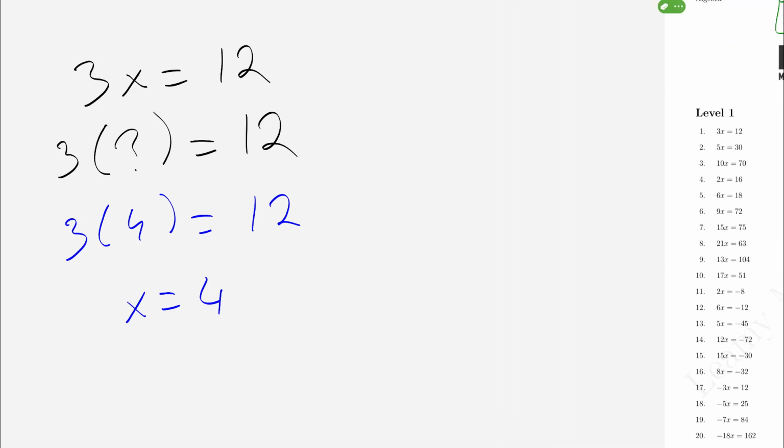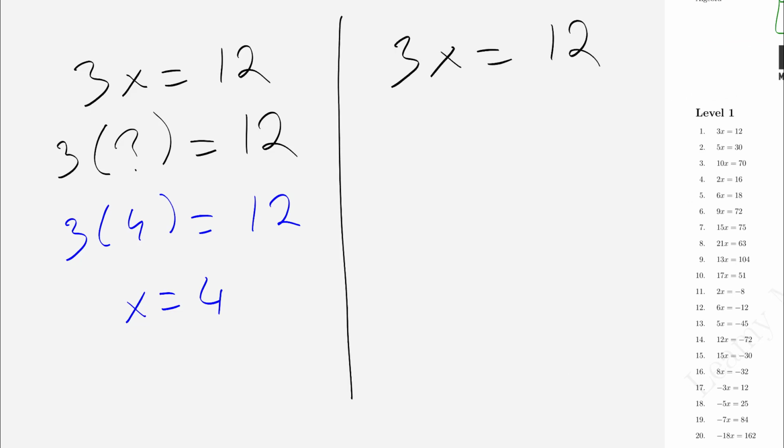So let's have a look at the exact same question. 3x equals 12. Now the idea with a linear equation is I want to solve for x. I want to have x on its own. So how do I go from 3x to x? If I have 3x and I want to get x, well, I will divide by 3. To go from 3x to x, you divide by 3.